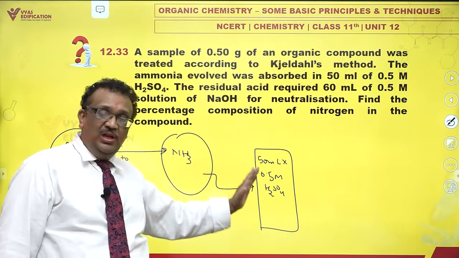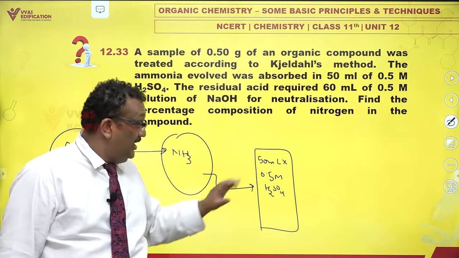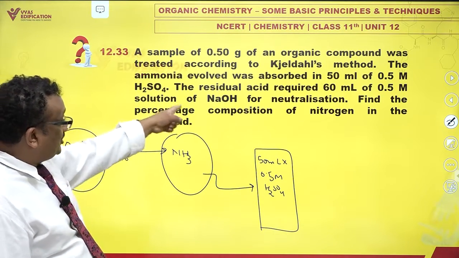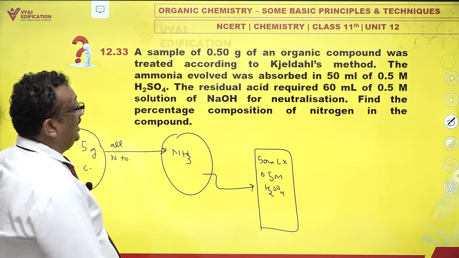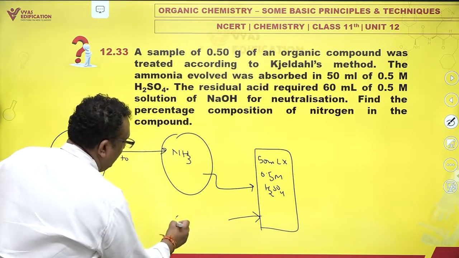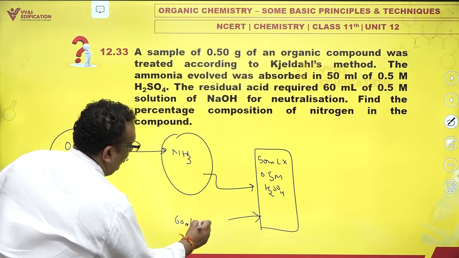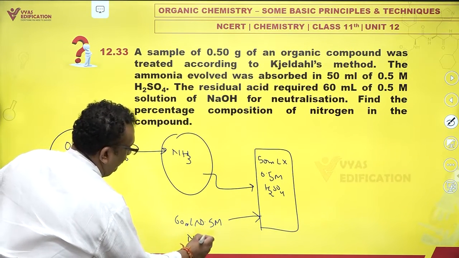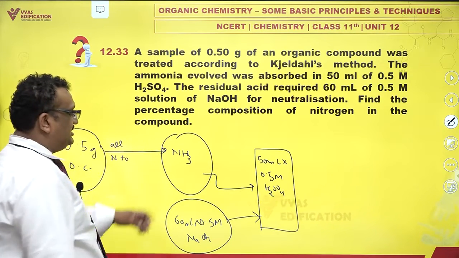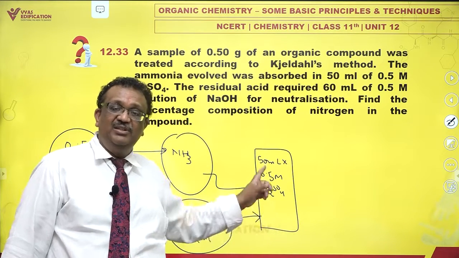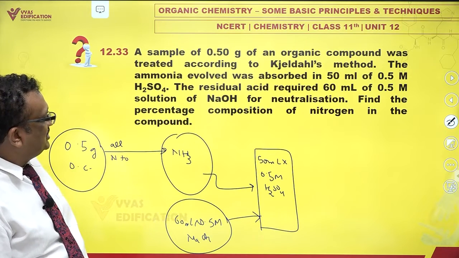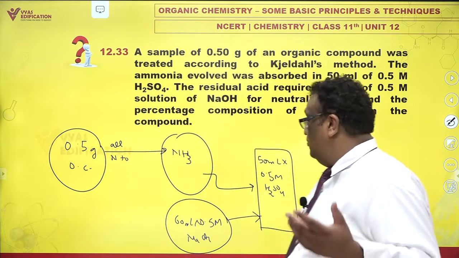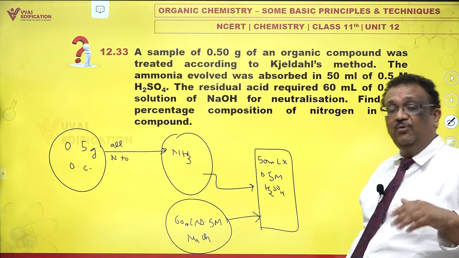This ammonia totally reacts away with the sulfuric acid, and this is usually in excess. Fine. The residual acid, there is extra acid which remains, and that required how much? It required 60 ml of 0.5 molar NaOH for neutralization. There are two bases, and together they are eating away this acid. Find the percentage of nitrogen in the compound. Very simple. How do we solve this? Total milliequivalents of acid is equal to total milliequivalents of base.